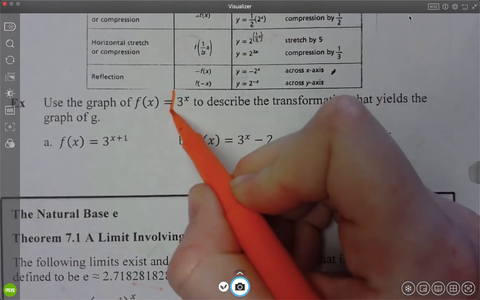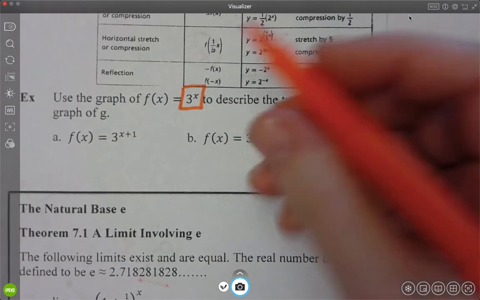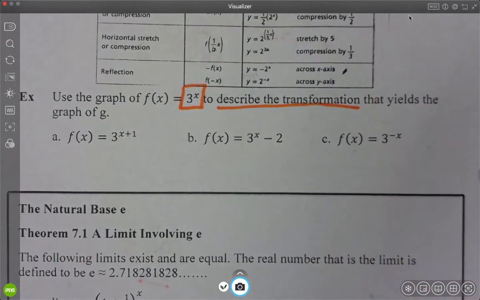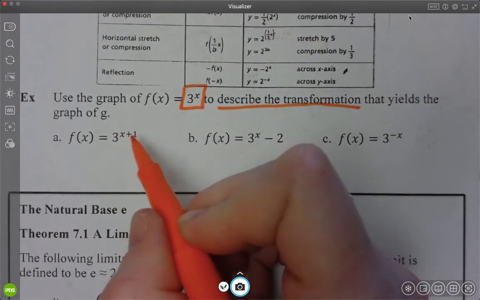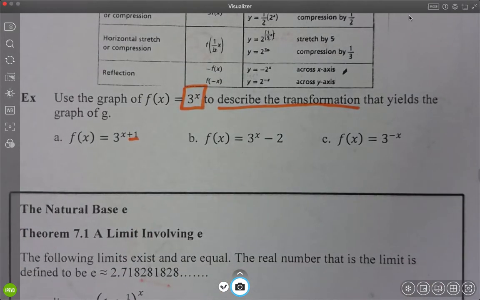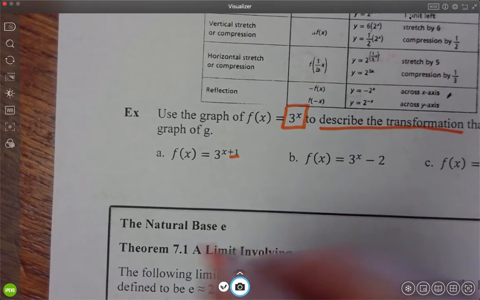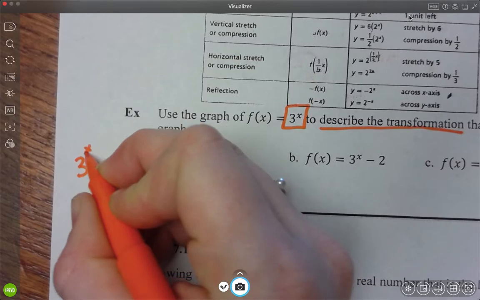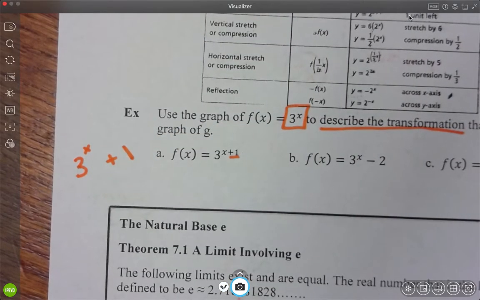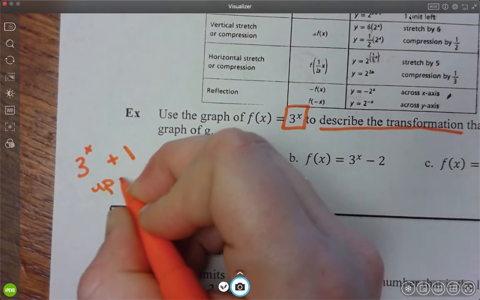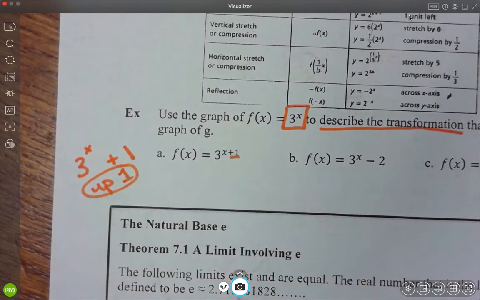They're saying that we're going to start with 3 to the x power, and then they just say describe the transformation, okay? So if I start with 3 to the x power, basically they're asking, what is that 1 doing? I have a lot of people who think that the 1 is moving it up 1, but up 1 would actually look like this, where the 1 is off to the side. That would be up 1 unit, okay?